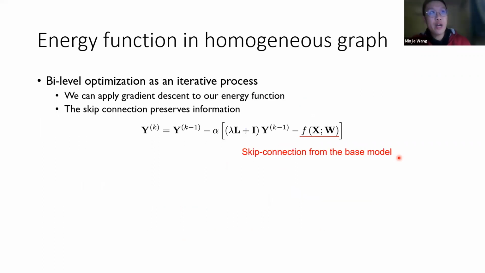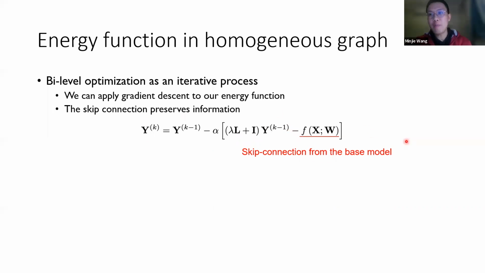What we found is that we can use an iterative process to unfold this optimization. Here is what we derived. You will find it very similar to the APPNP model, because it also has an iterative process: to compute the k-th step y_k, you rely on the (k-1)-th step, using the Laplacian matrix as a diffusion operator on y_{k-1}, the last layer's node embedding. You can also see a skip connection from the base model.